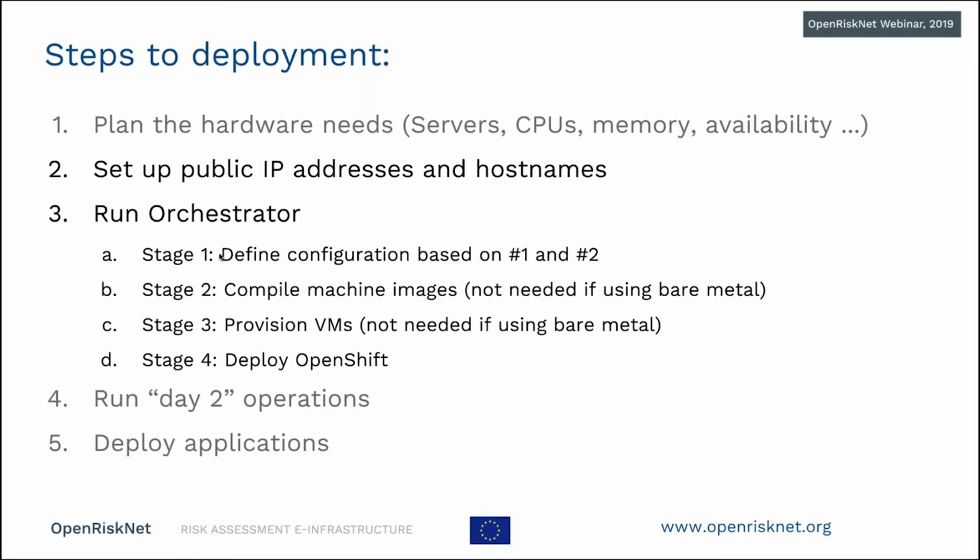The first stage is to define a configuration based on steps 1 and 2. Once you've done that, you would need to compile your machine images if you're running in a cloud environment. These are your virtual machine images. If you're running on a bare metal environment on pre-existing servers, obviously you don't need to do that. Stage 3 is to provision those virtual machines from the machine images that have been built. And again, of course, you don't need to do that if you're using existing hardware.